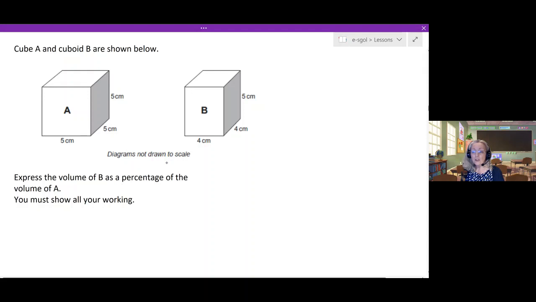So what we're going to do with this is we're going to start by finding the volume of each of these. So in order to find A, we are going to multiply our 3 dimensions together. So that is 5 multiplied by 5 multiplied by 5 again. So that gives us 125, and that's going to be centimetres cubed. And then I'm going to do the same for B. So with B, the volume of that is 4 multiplied by 4 multiplied by 5, which is 80 centimetres cubed.